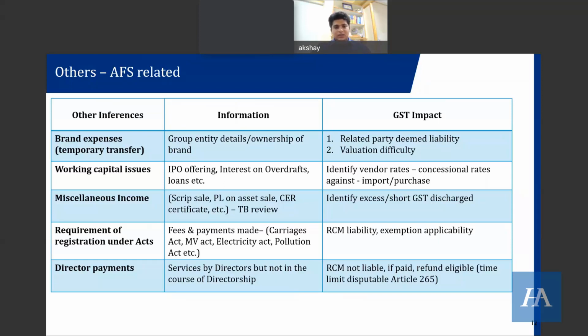Coming to directors' payments, we have services by directors, but not in the course of directorship. So generally, the RCM is liable for services by the director in the course of your directorship, other than those who are the employees of the entity. So say sitting fees generally would be liable to reverse charge. But if a person like a director is providing rent to the entity, then the company would not be liable to pay reverse charge on the rent received, because the rent is not in the director's capacity, it is in the personal capacity.